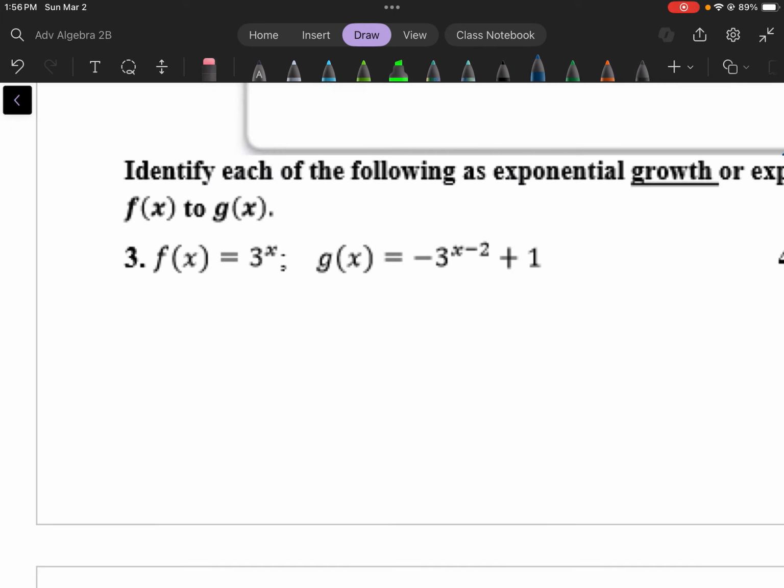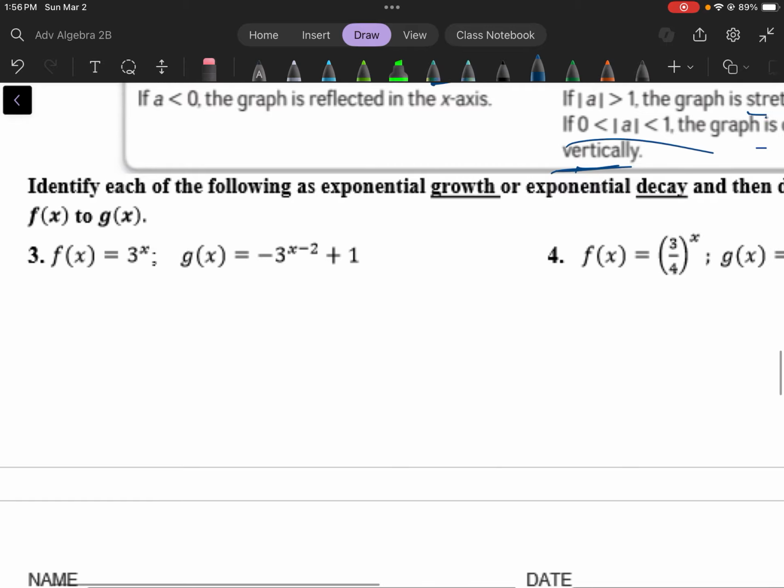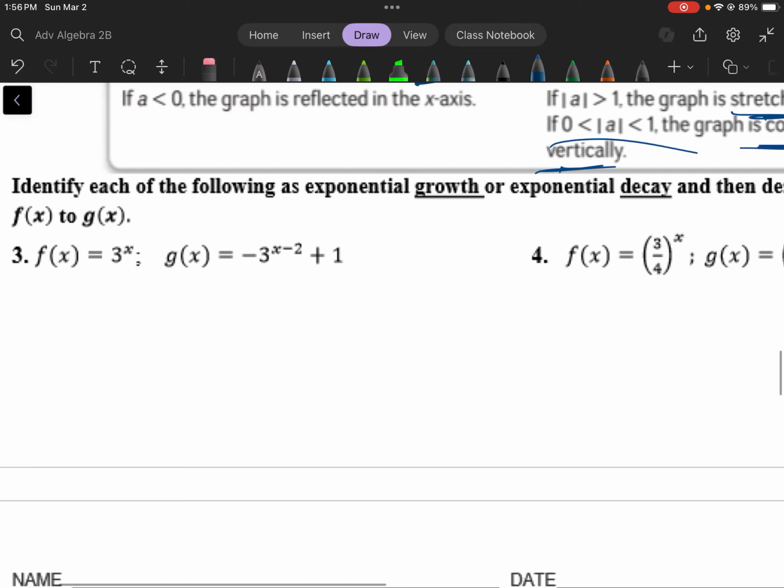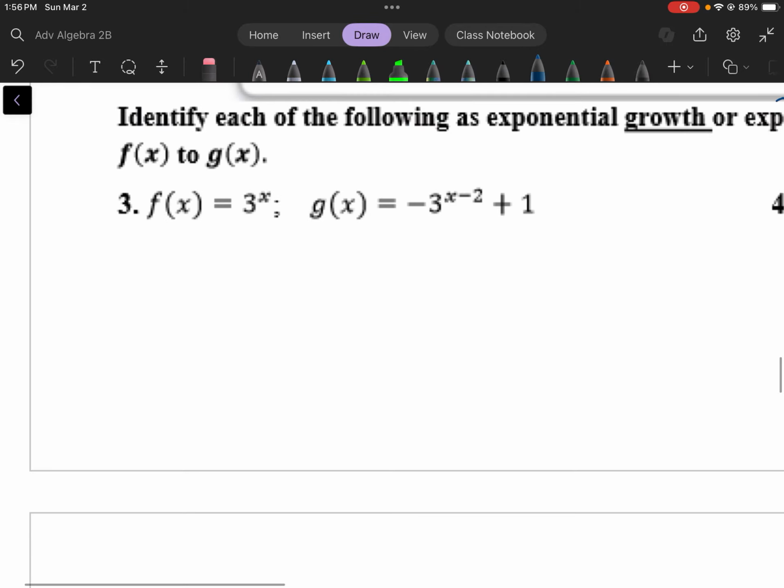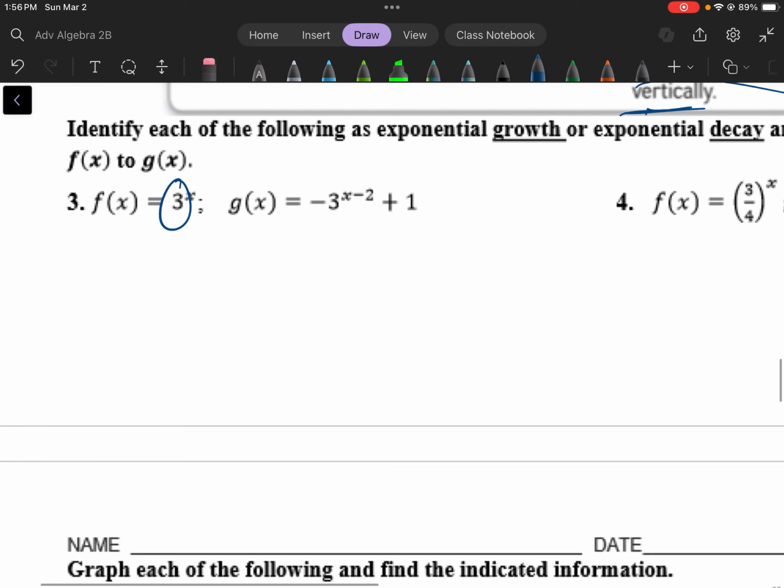Okay. So if we go to number 3, it says to identify each of the following as exponential growth or exponential decay, and then describe the movement from f of x to g of x. So from the very, very beginning, we should be able to look at that b value and determine whether it's growth or decay. Well, that number, the 3, the b value, is bigger than 1, so this has to be an exponential growth equation.